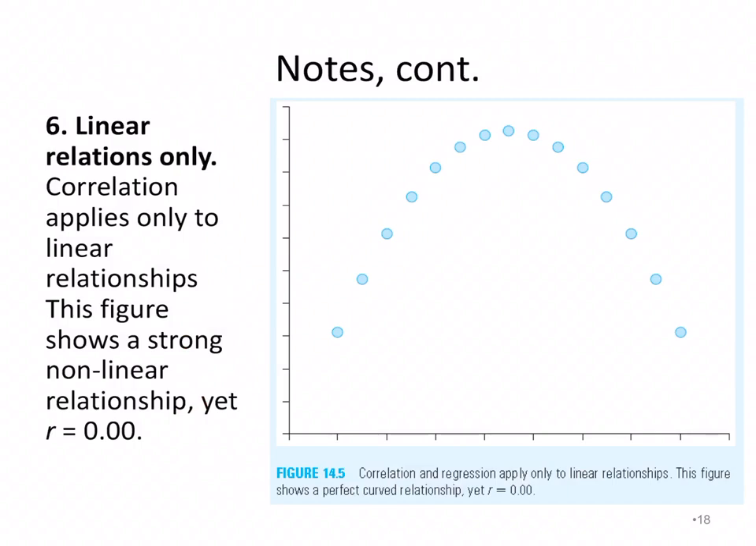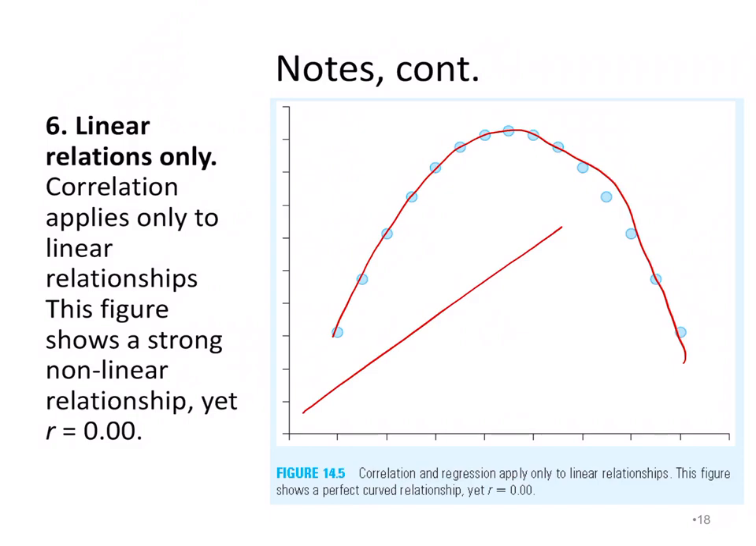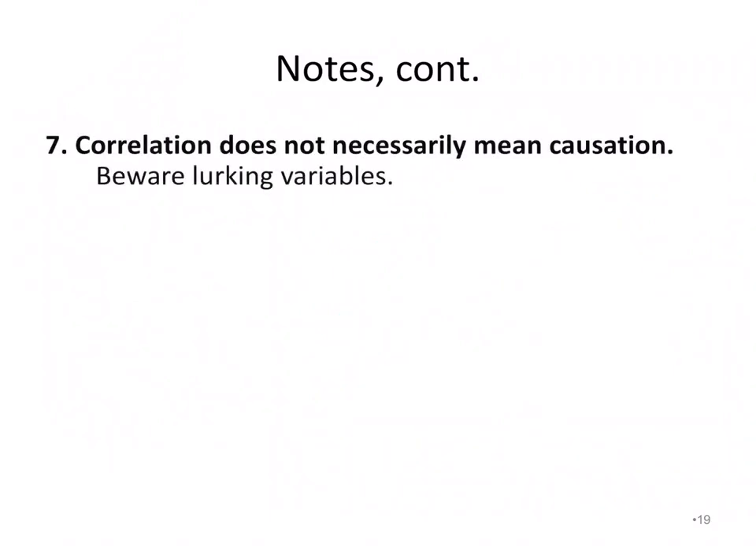Number 6, linear relations only. Correlation applies only to linear relationships. So linear relationships being a straight line, we don't deal with arcs or any kind of curves. We really want straight lines. That's what the linear relationship implies. If it isn't linear, then there's no relationship. We can't say there's a relationship here.